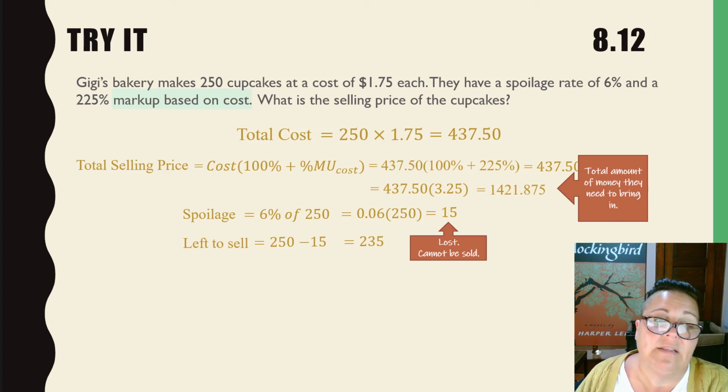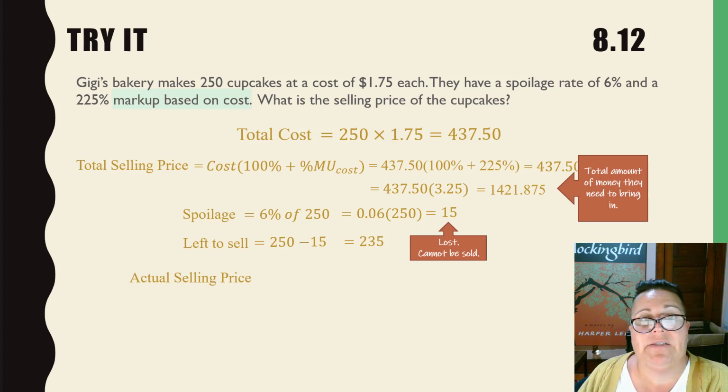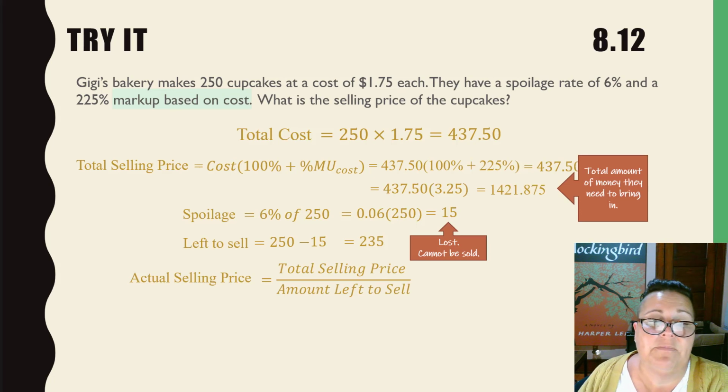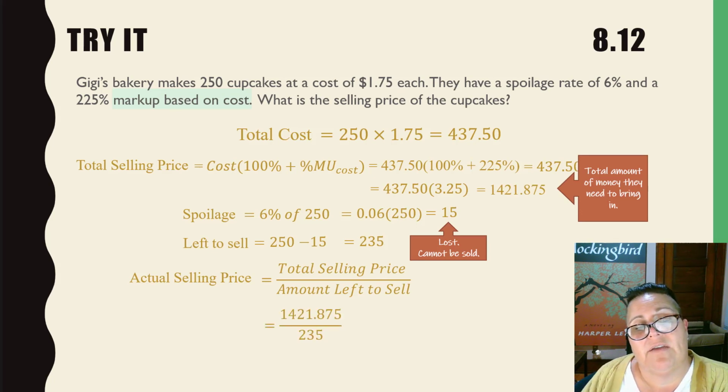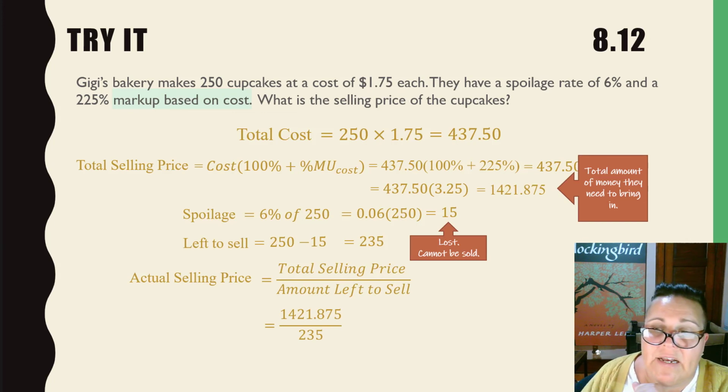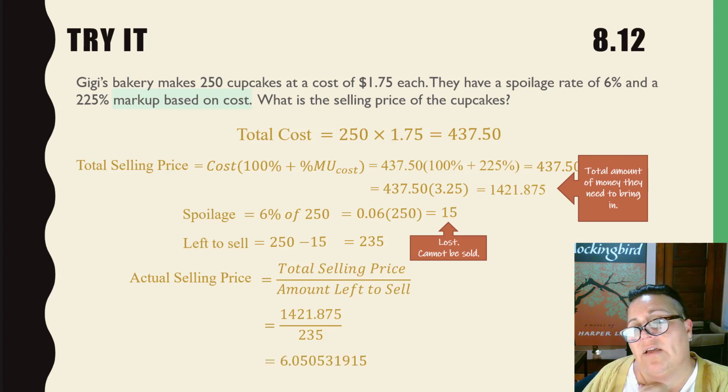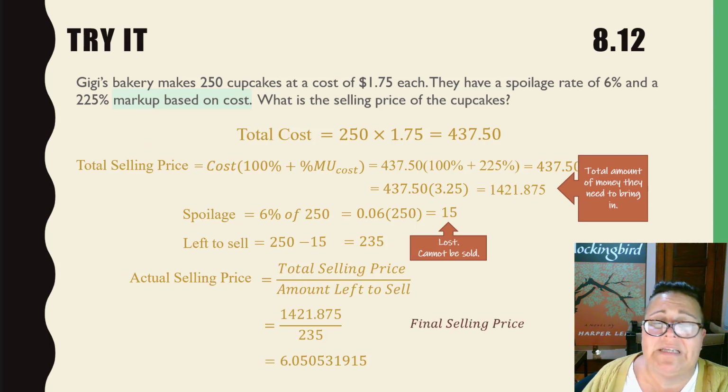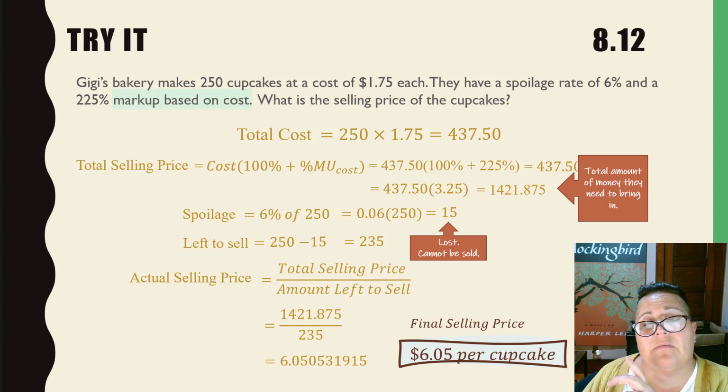So our actual selling price is all of the money we expect to make, that's the $1,421.875, divided by the number of cupcakes that are left to sell, or 235. $1,421.875 divided by 235 gives us $6.05. So our final selling price of the cupcakes should be $6.05 per cupcake. If she wants to make all of her markups, she should be selling each cupcake for $6.05.